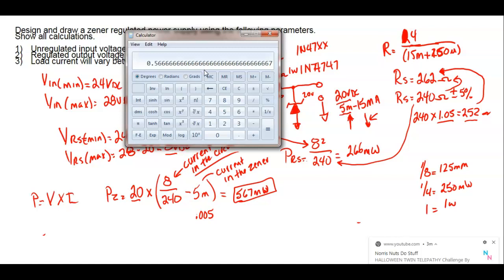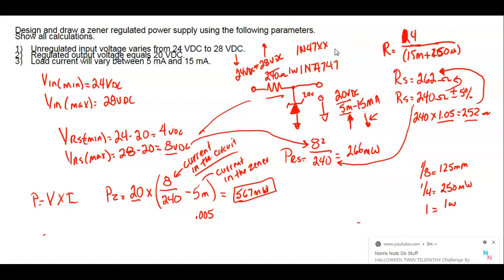That makes sense? So I'm going to make sure that I choose a Zener that, on the data sheets, like we went through the other day, all the 4700 series are rated at 1 watt.